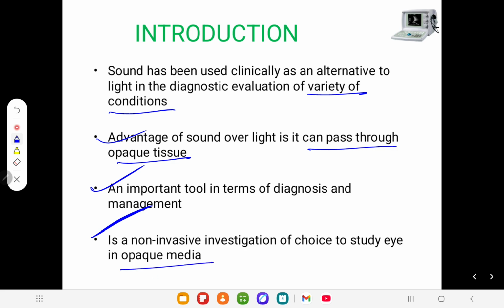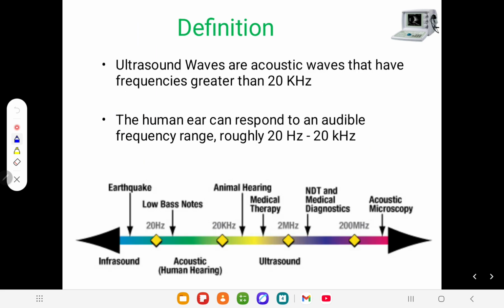Suppose someone has a dense cataract and you want to know the status of the retina. At least you can see the shape of the retina, the shape of that curve. Is it okay, or is there any retinal detachment or something? That's very important, isn't it? So we routinely do this in such cases.